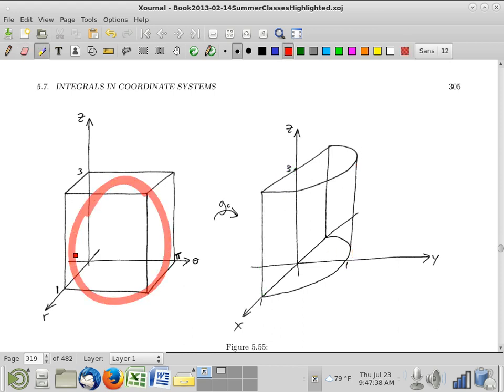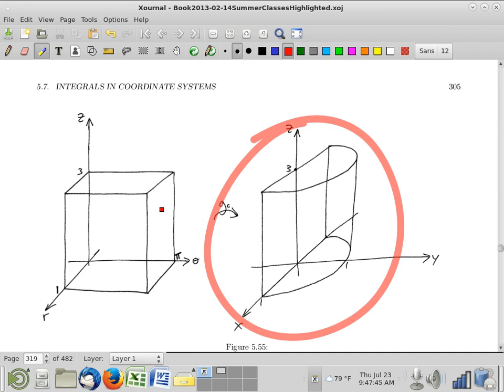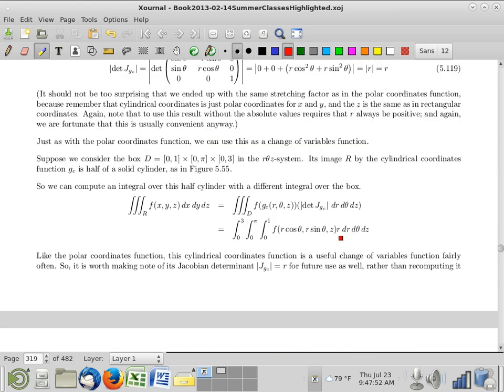So clearly this domain goes to that domain, and therefore an integral over this undesirable domain here, instead, I could do the whole pullback thing. That's my new domain in r theta z coordinates.